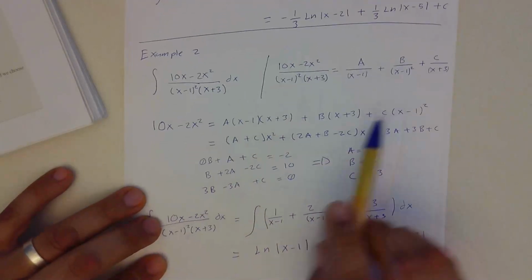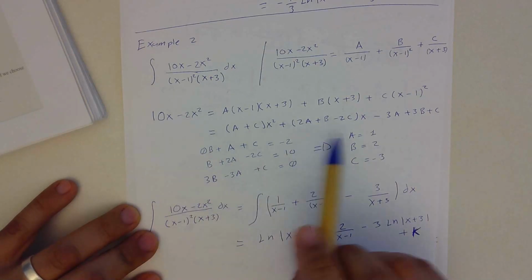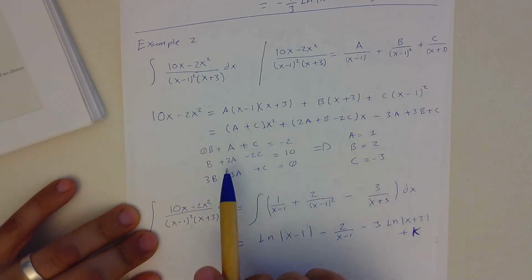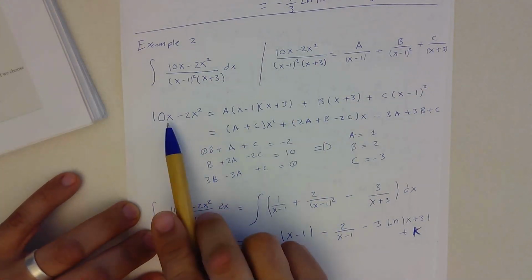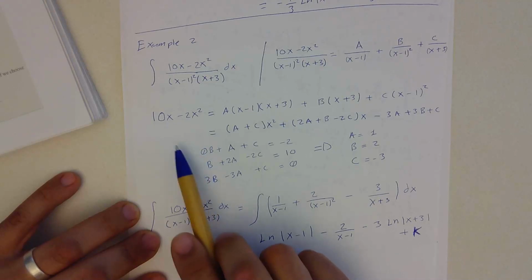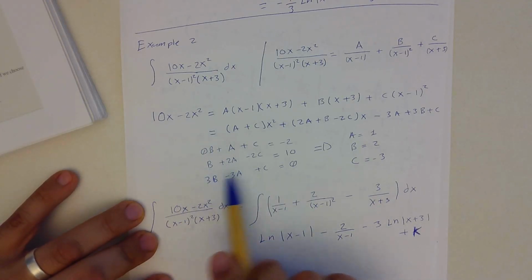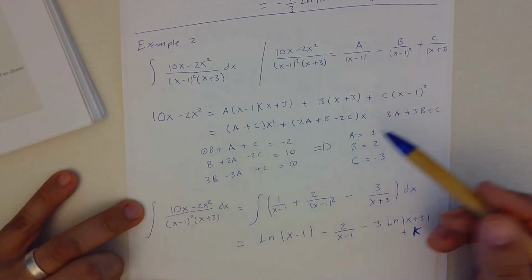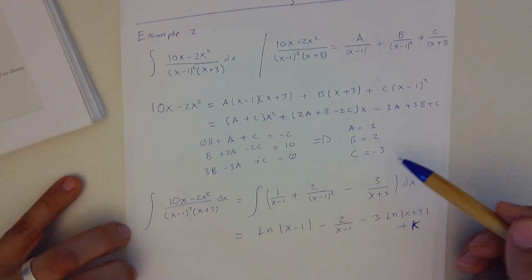We do exactly the same thing that we did in example 1. We multiply all these factors by the numbers that we have on top, and we equal that to the numerator. And then if we solve the matrix that we have here, we will find that a is 1, b is 2, and c is -3.